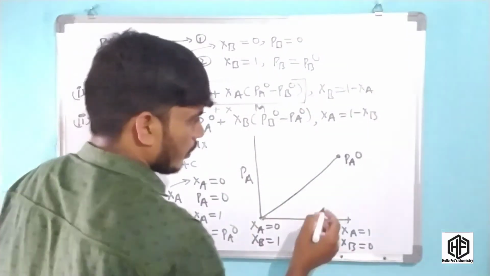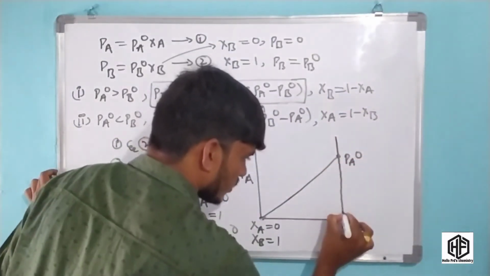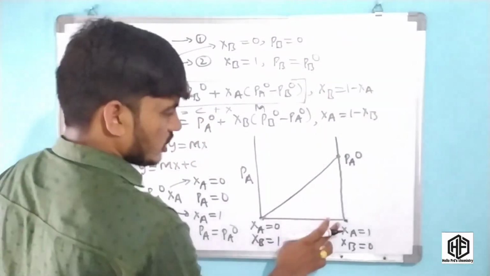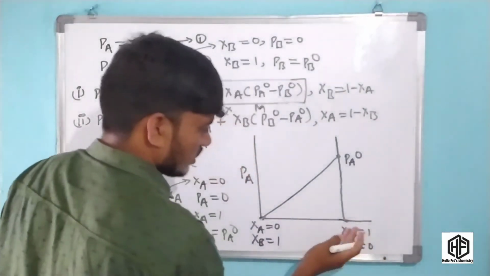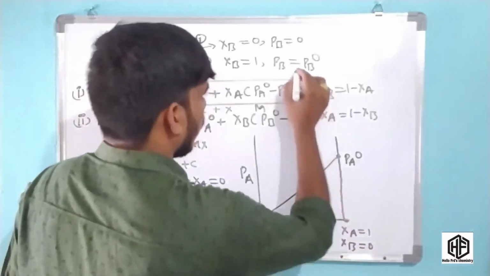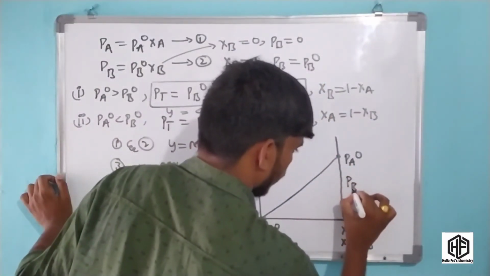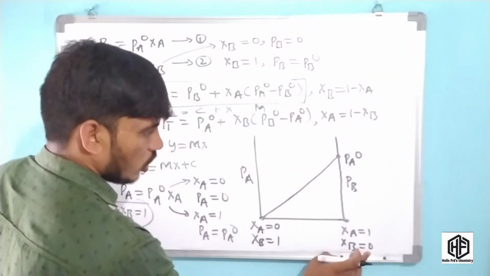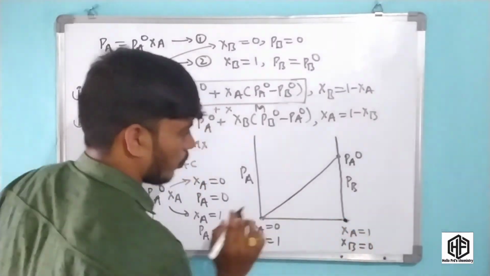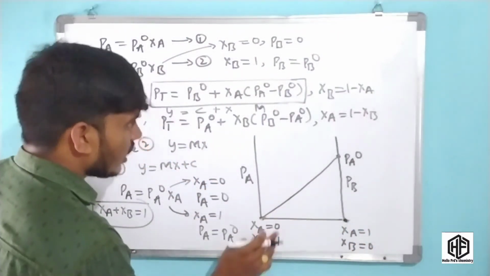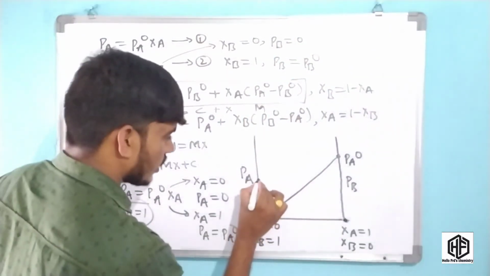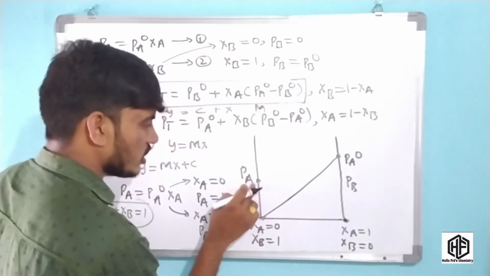Now, on this side, this is the y-axis and this is the x-axis. The y-axis represents PB, the partial pressure of B. When the zeta B value is 0, the PB value is 0, and 0 is represented at this point. When the zeta B value is 1, the PB value is PB naught. I represent PB naught like this, at this point.